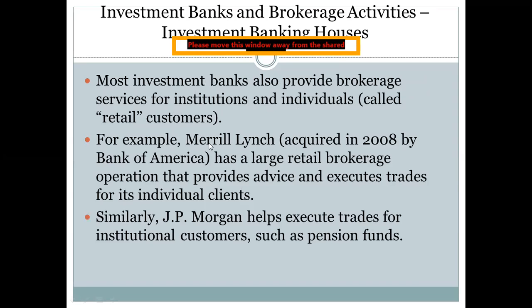For example, Merrill Lynch was a large retail brokerage corporation that provides advice and executes trades for its individual clients. It was acquired in 2008 by the Bank of America. Similarly, JP Morgan helps execute trades for institutional customers, such as pension funds.